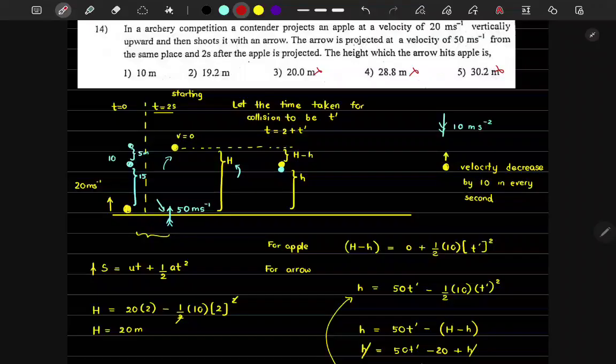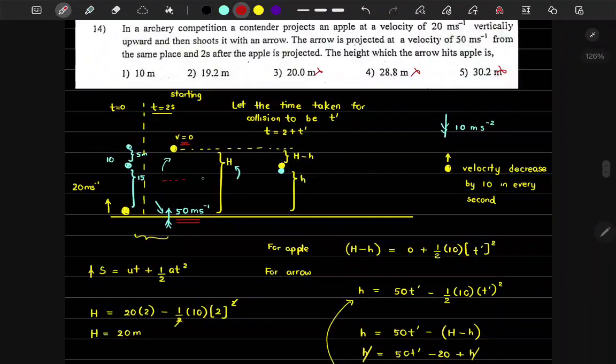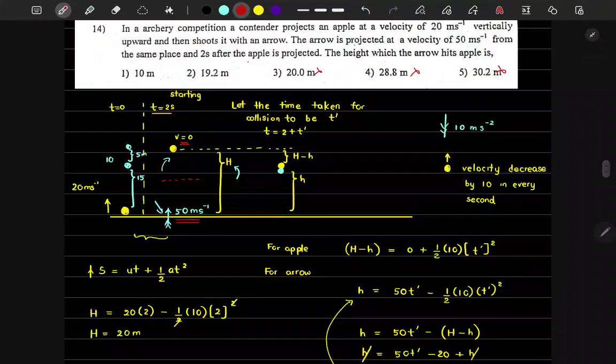So we can neglect those three answers. It should be either 1 or 2. Then from 1 or 2, we can conclude that the answer is 2 because it cannot be 1. 10 meters is right at the middle of the two positions. For those two to collide there, the velocity of the arrow cannot be this high. Compared to the apple, the velocity of the arrow is very high, 50 meters per second. If so, it's never possible for the two to meet at the middle position. That is just intuition. So the answer would be the second one.